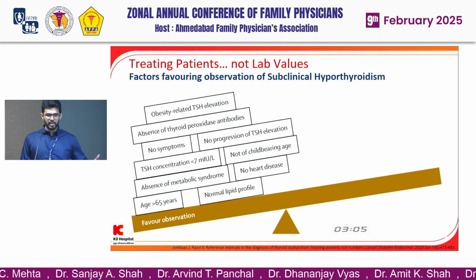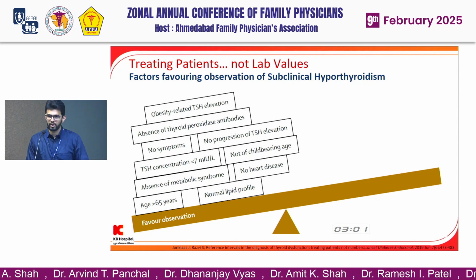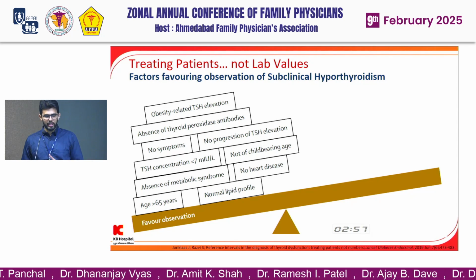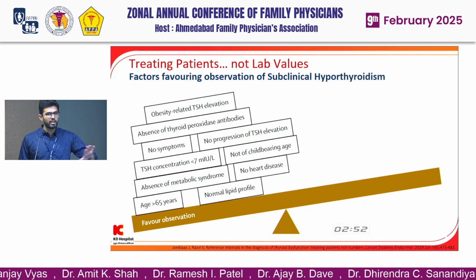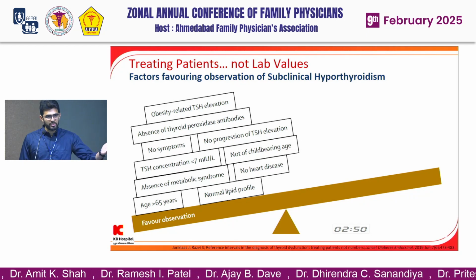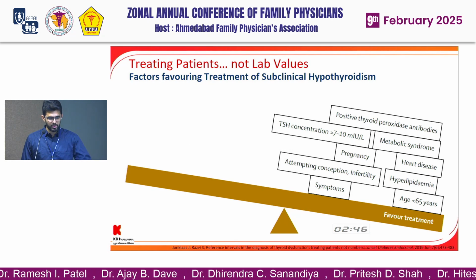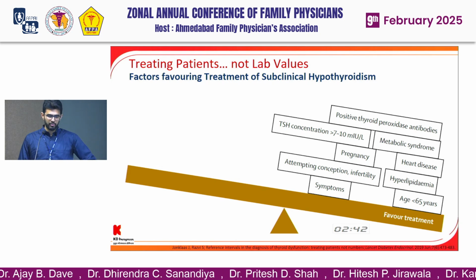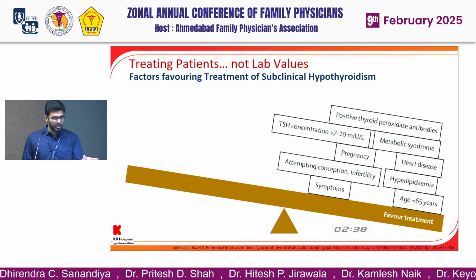Factors that favor observation in a patient of subclinical hypothyroidism include relatively older age, normal lipid profile, absence of metabolic syndrome, no heart disease, TSH values typically remaining below 7, and obesity. And then there are factors which favor treatment over just observing: positive TPO status, certain symptoms probably related to hypothyroidism, age below 65, and TSH values more than 7 should typically be treated.